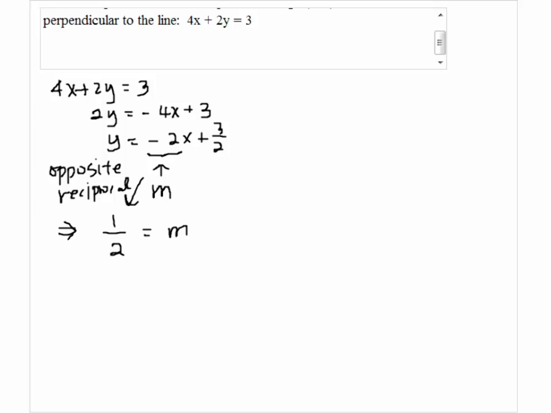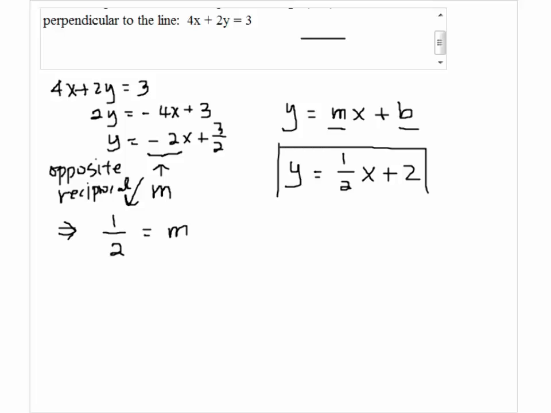So now we have our m, which is 1/2. Since we know the y-intercept, which is 2, we can easily use the slope-intercept formula to construct our equation. So by plugging in m equals 1/2 and b equals 2, we have y equals 1/2 x plus 2.